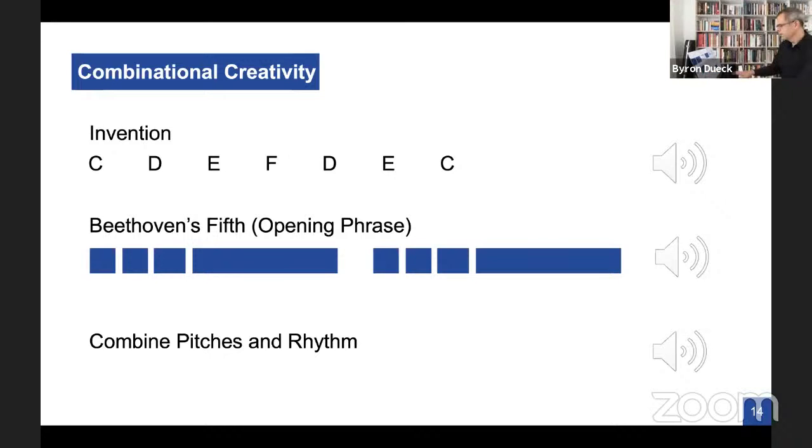Sure. Sorry, I started on the wrong notes. There we go.